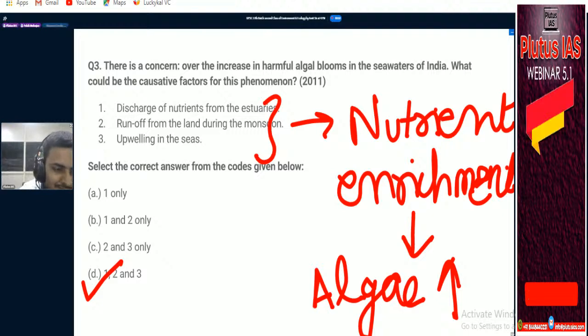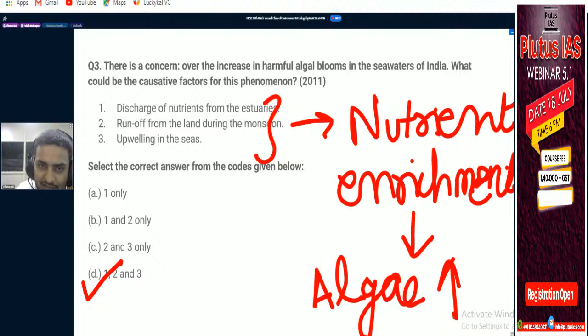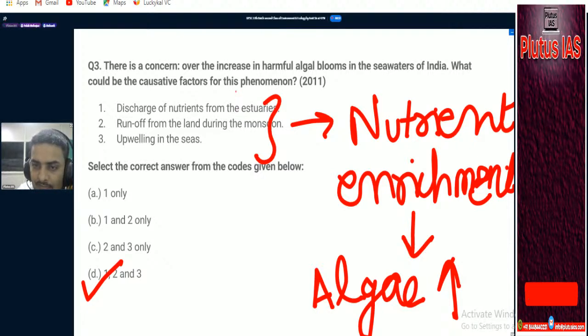Okay, everyone? Yes, sir. Sir, I have a doubt. Okay, yes, ask, Nishant, I think. Sir, in the first option, discharge of nutrients from estuaries, if the rivers form estuaries, then how do they provide the nutrients to algae?